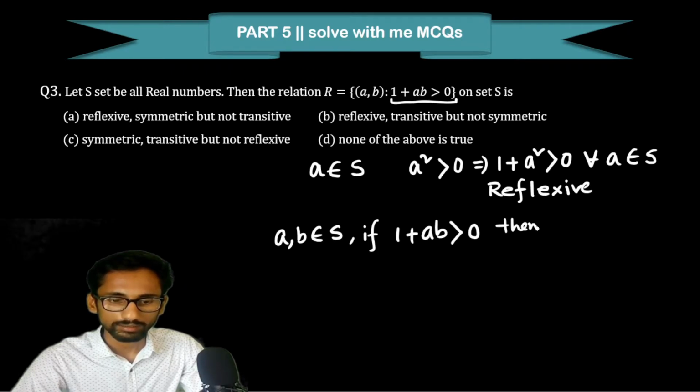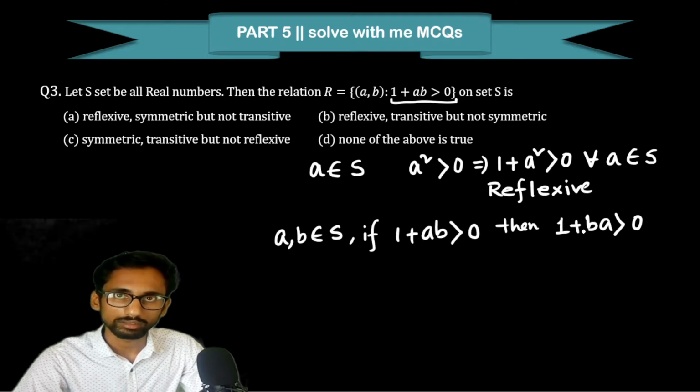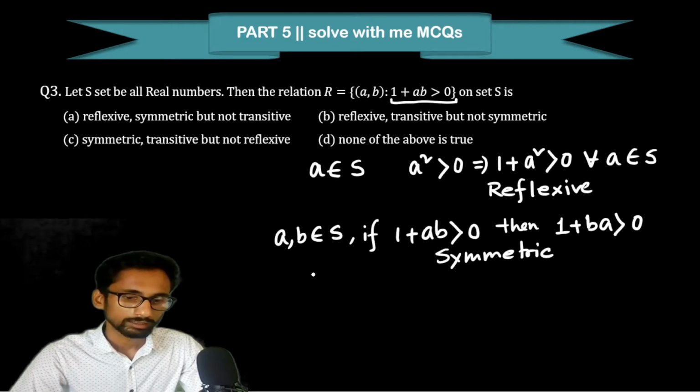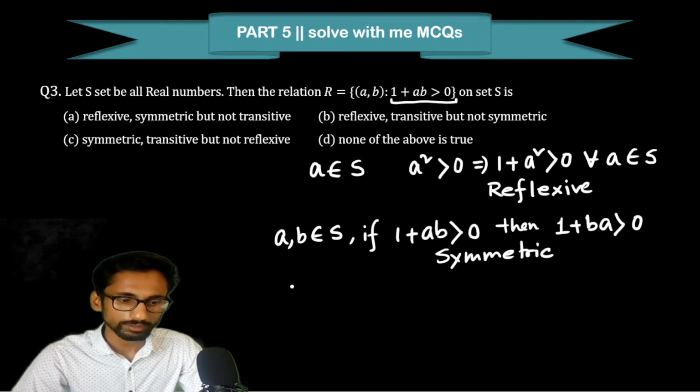Then 1 plus b into a will also be greater than 0. So even if we change the order, the product is going to remain the same. That means 1 plus ab and 1 plus ba both will be greater than 0. That means the given relation is symmetric.